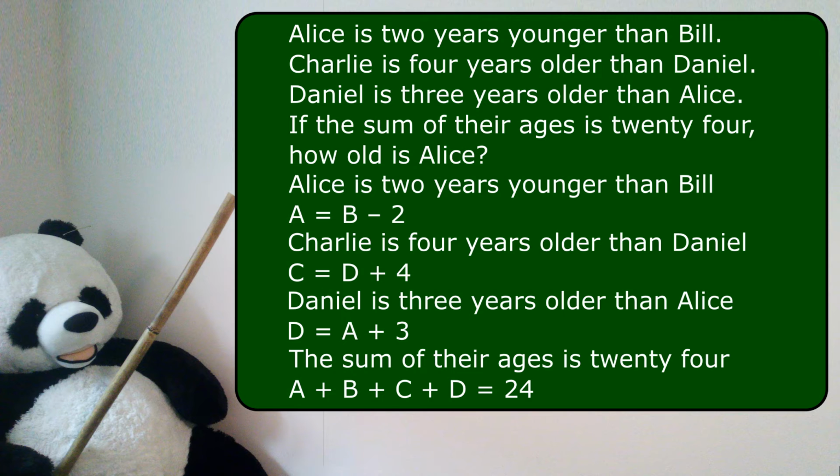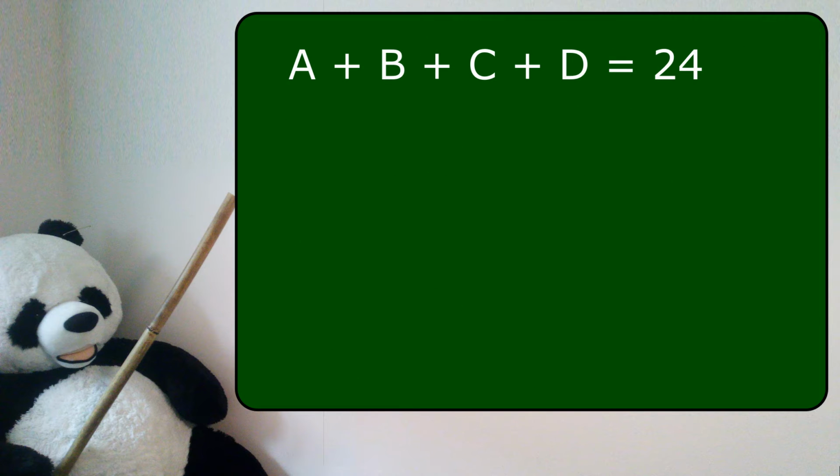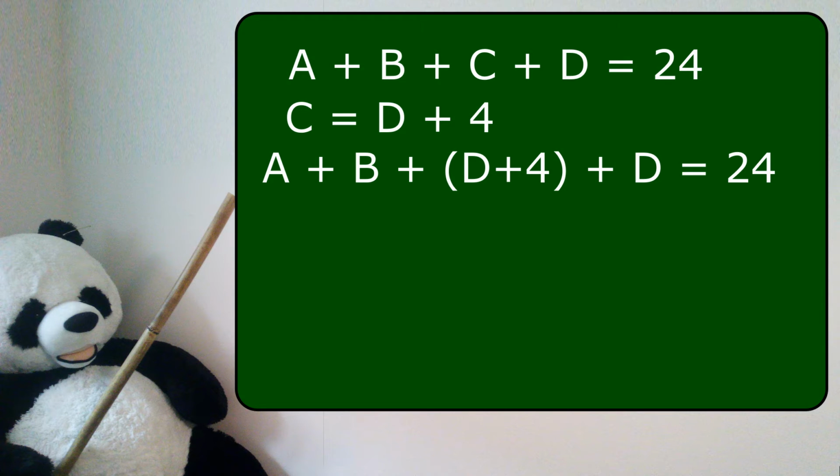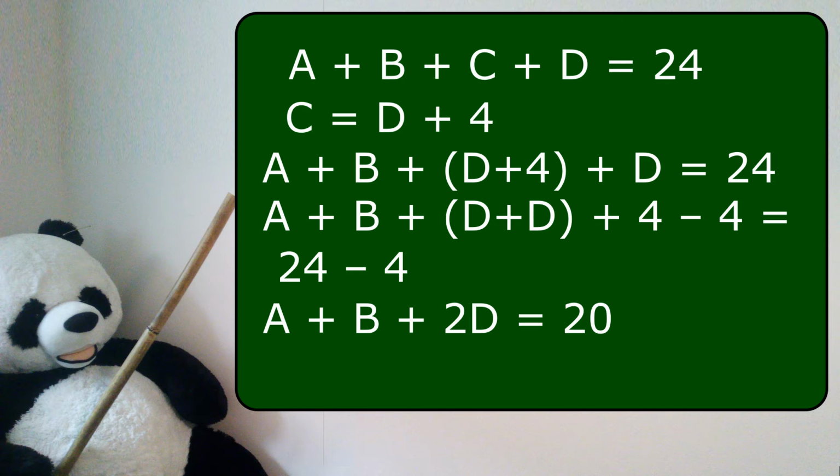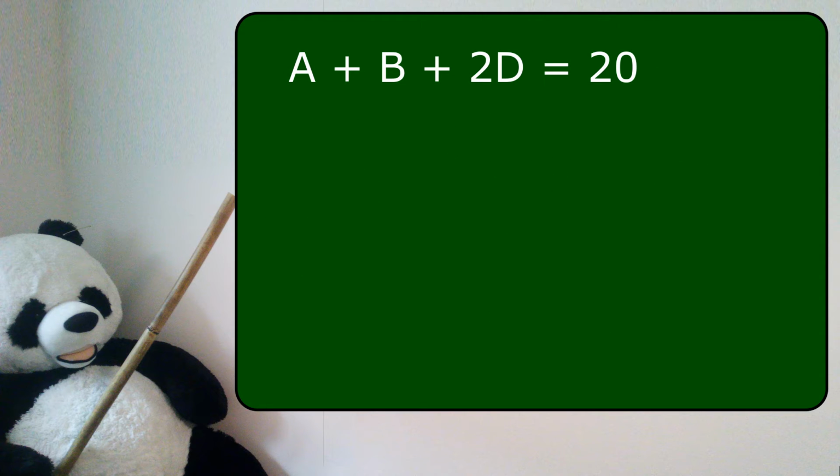Then we can go through and substitute. Since we have C equals D plus 4, we can swap out C from the sum and replace it with D plus 4. Then we collect common terms by grouping the two D's together and simplify by subtracting 4 from both sides. Now our letters are on one side and the total we're looking for is now 20. We've dealt with one of the pieces of information we're given and we can now move on.